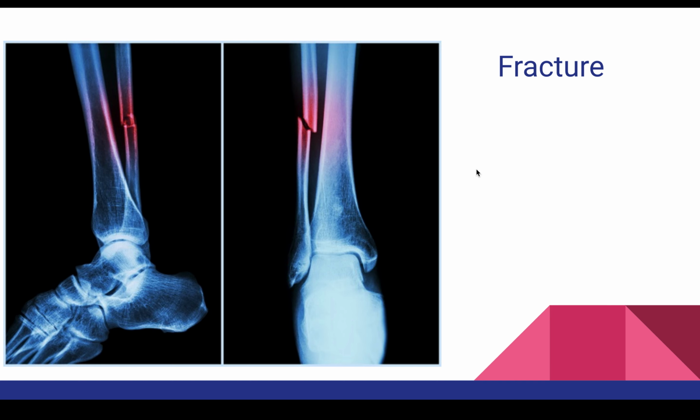So here's a fracture. It's a break in the continuity of the bone. You can quite clearly see two different pieces of the bone. This is a transverse fracture because it's going across, and it's complete all the way through.